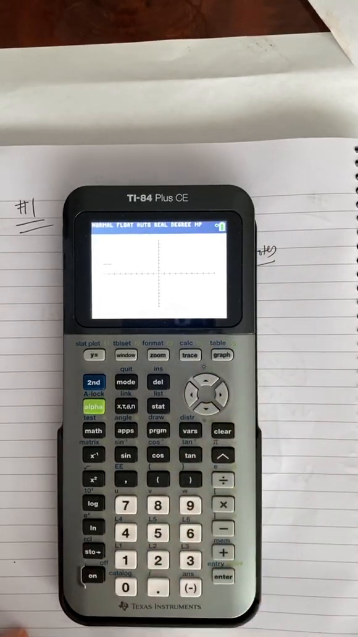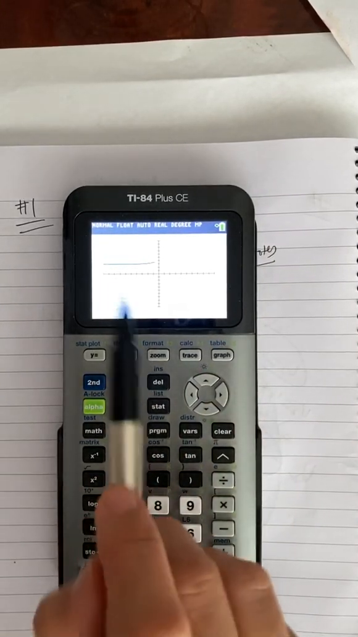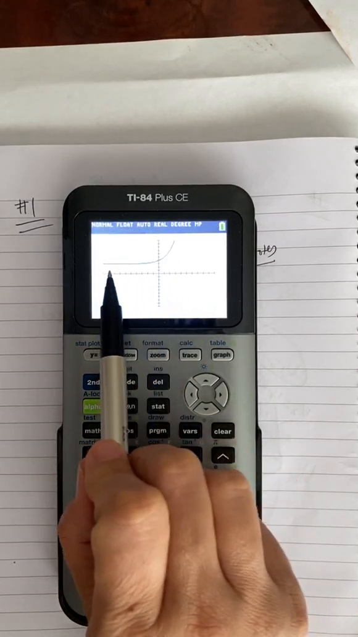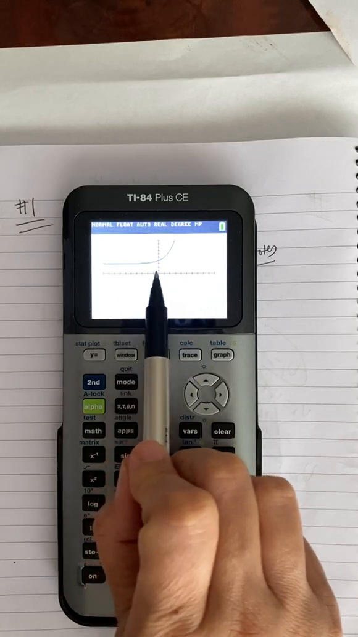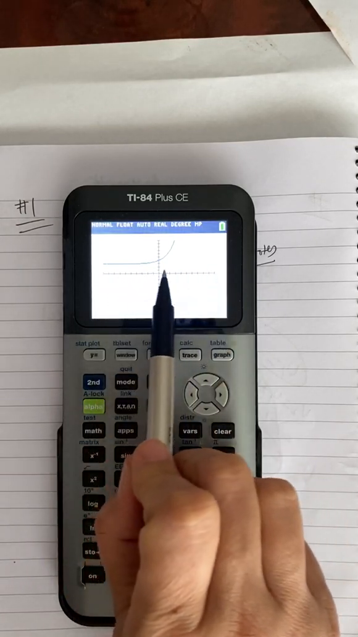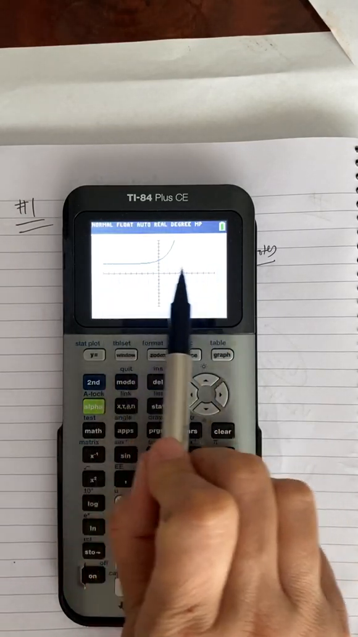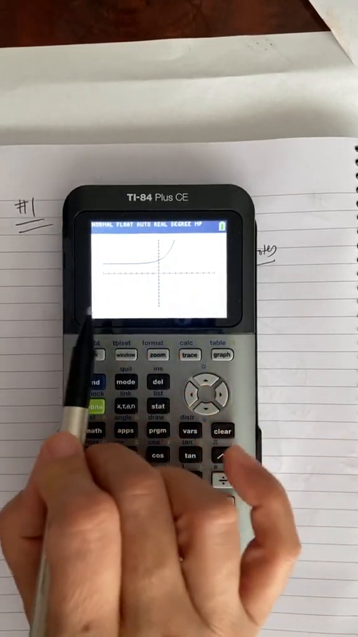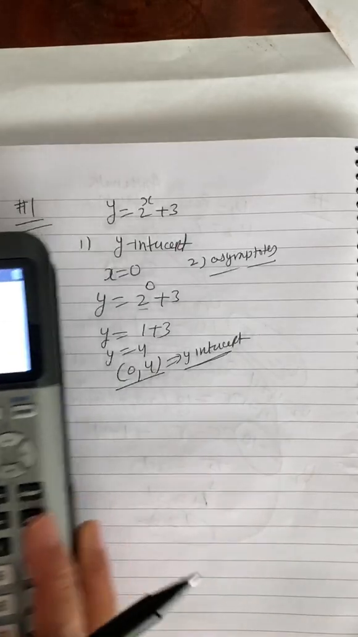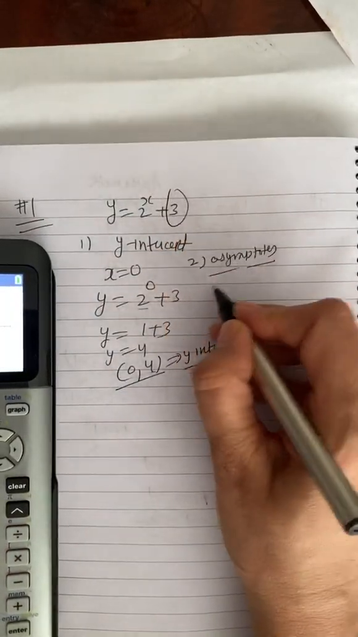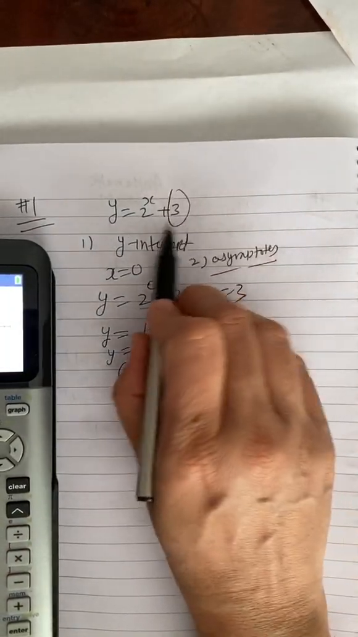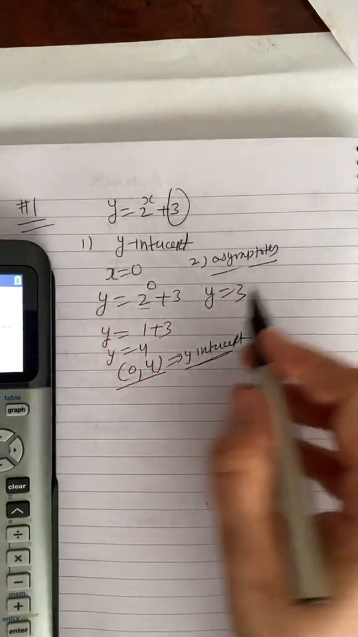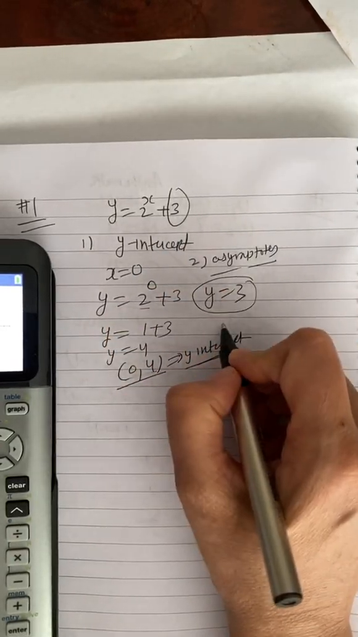And if you graph it, you can see from the graph that if you draw a line y is equal to 3 here, then that line is going to be an asymptote. That will be the line where the graph is going to come closer, but it's never going to touch it. So this is y is equal to 3. Whatever is added gives you the asymptote. So y is equal to 3 is an asymptote here.